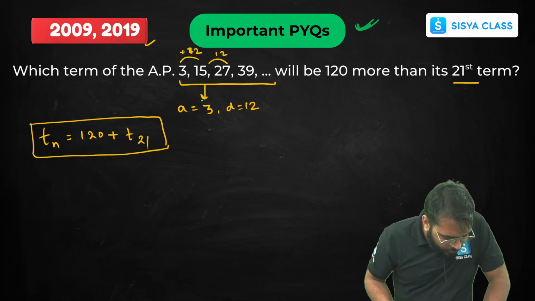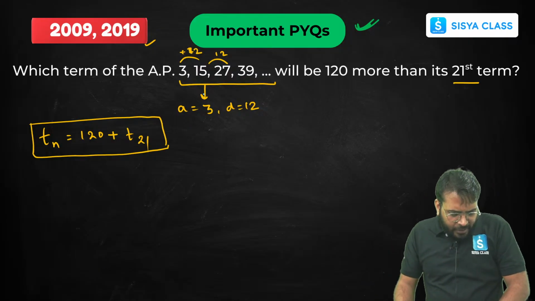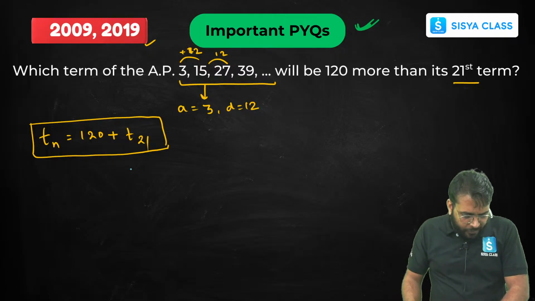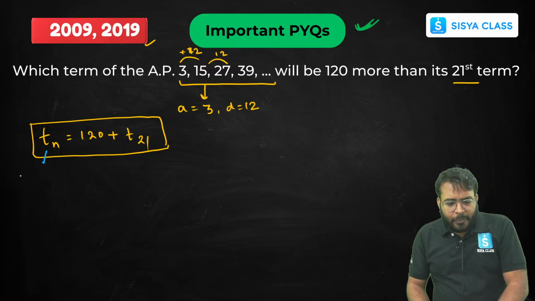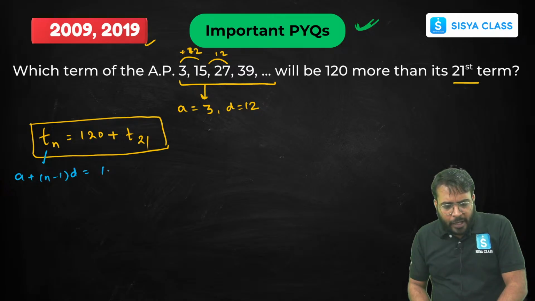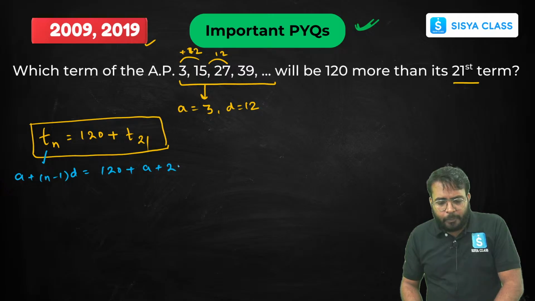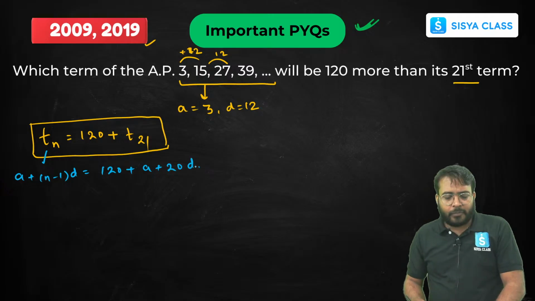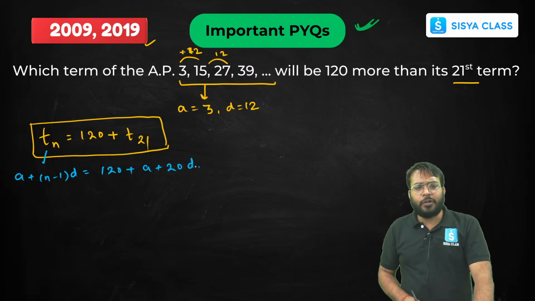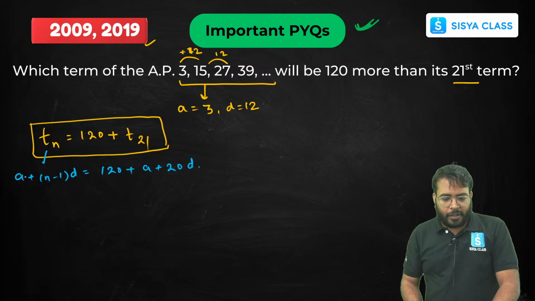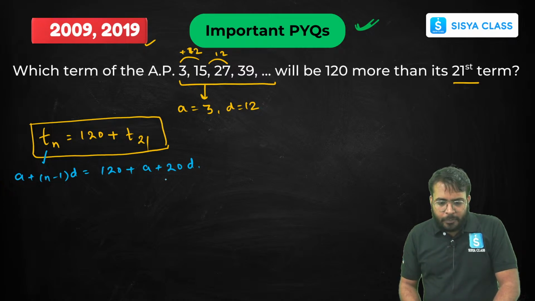Deduce the 21st term, add 120, using the nth term formula. Exactly. Fine. The nth term, dear, is a plus n minus 1 into d. 120 plus the 21st term, which is a plus 20d, right? I directly wrote a plus 20d, that is 21 minus 1 into d. All right, okay.